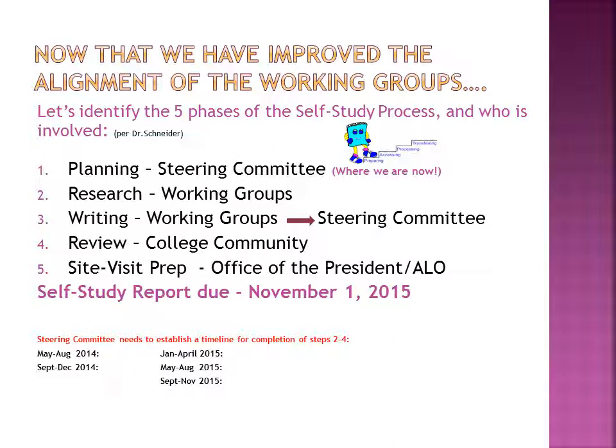Review of the drafts of the self-study report is performed by the college community, and the site visit prep will be performed by the Office of the President and the ALO. Harcum's self-study report is due November 1st, 2015. We need to establish a timeline from May 2014 through November 2015 to ensure that these steps, planning, research, writing, and review, are completed.